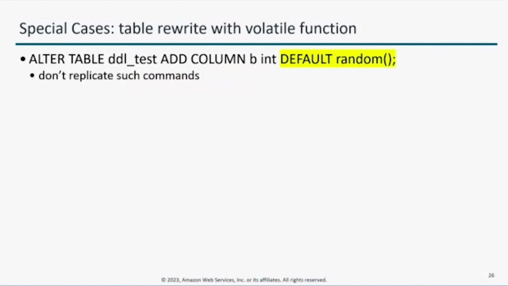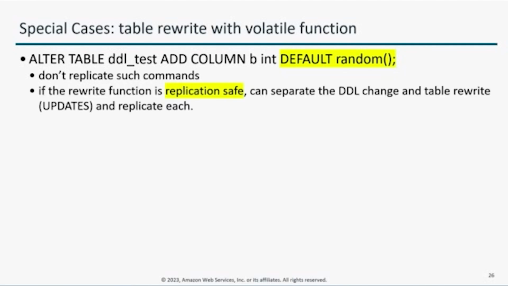The last type of special case is the alter table command with the table rewrite function. Here, alter table DDL_test add column B int default random. Well, the first proposal is don't replicate such commands, especially if the volatile function contains things like DDL itself, which may cause us to potentially replicate a DDL multiple times. In which case, those functions are actually not replication safe. So if we allow the user to, let's say, flag the function to be replication safe, then we can try to replicate such commands by separating the DDL change and the DML change.